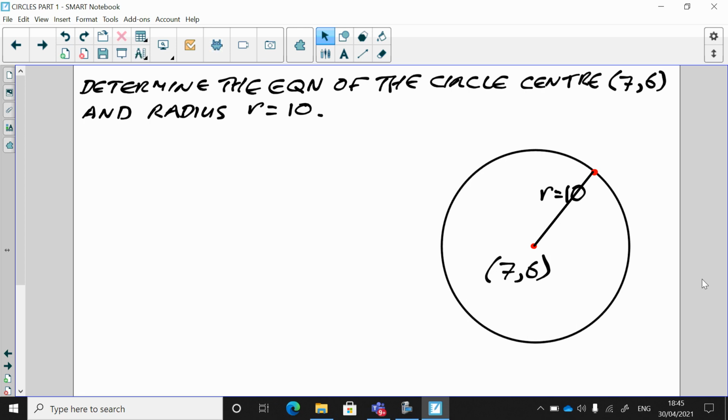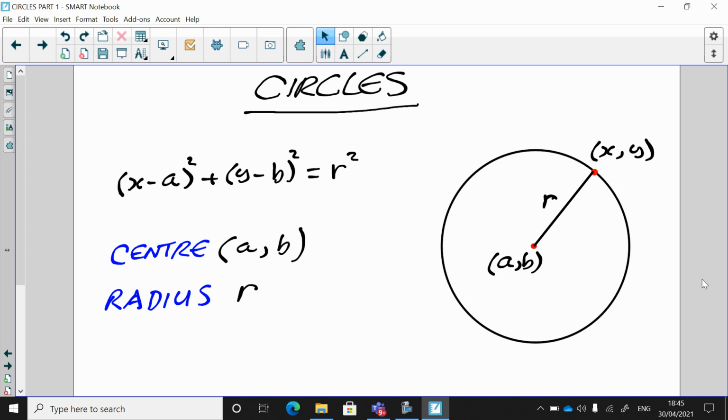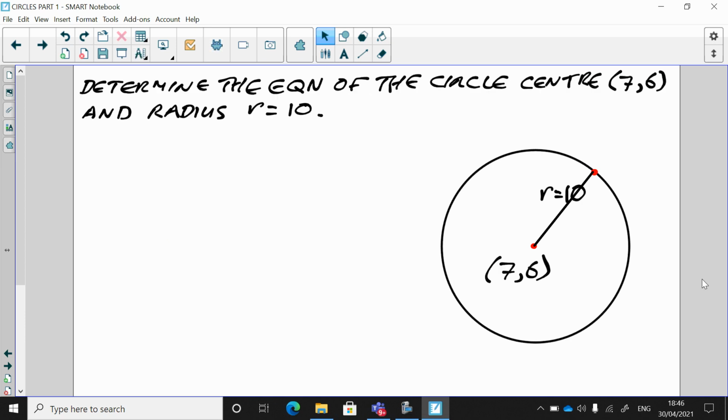Let's kick in with an example here. We're just going to be using that formula there that comes from the distance formula that we looked at in straight lines. Okay, so here we get a centre of a circle and a radius 10.